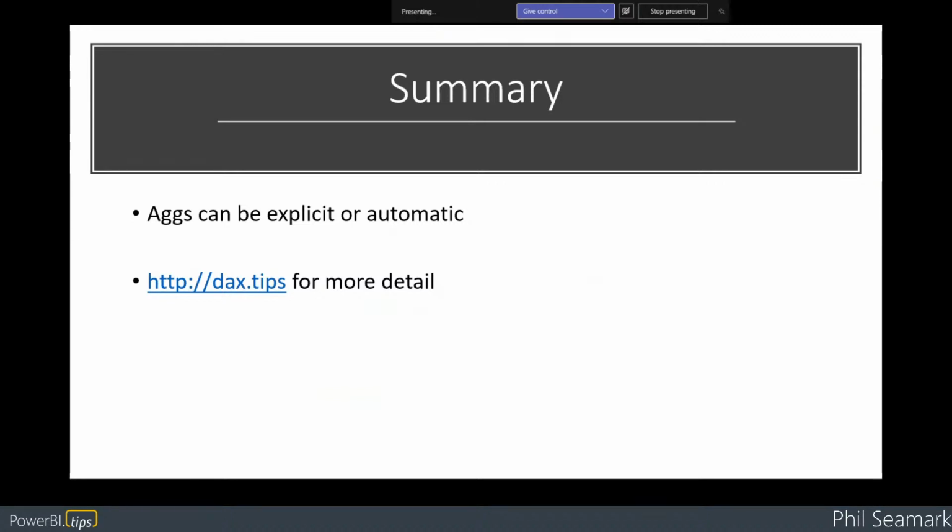So just remember, in summary, aggregations can be explicit or automatic. Explicit is where you hand code the rules in DAX, or automatic if you use the aggregation awareness technique. Both are very good. Both have pros and cons. All of these techniques which I described are over on my blog site, DAX.tips, with a lot more detail, with things that you can download and explore.